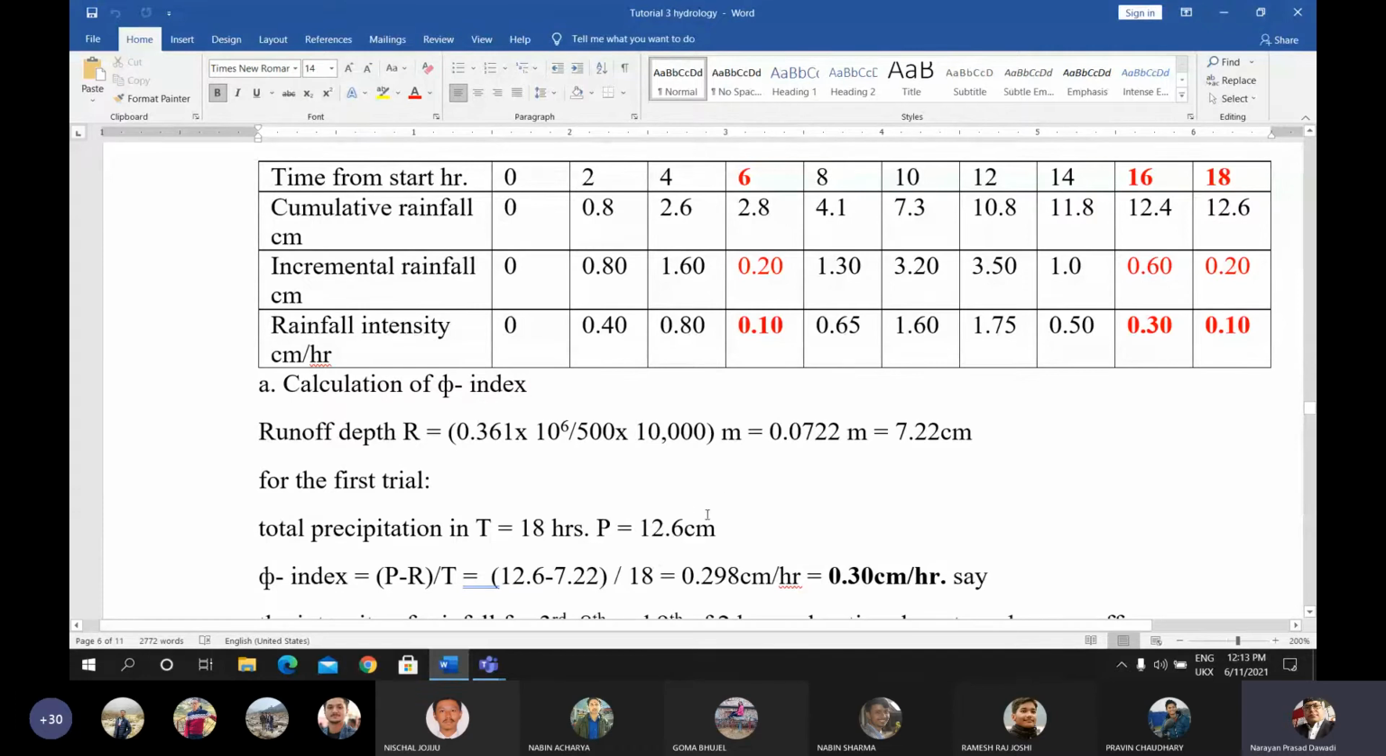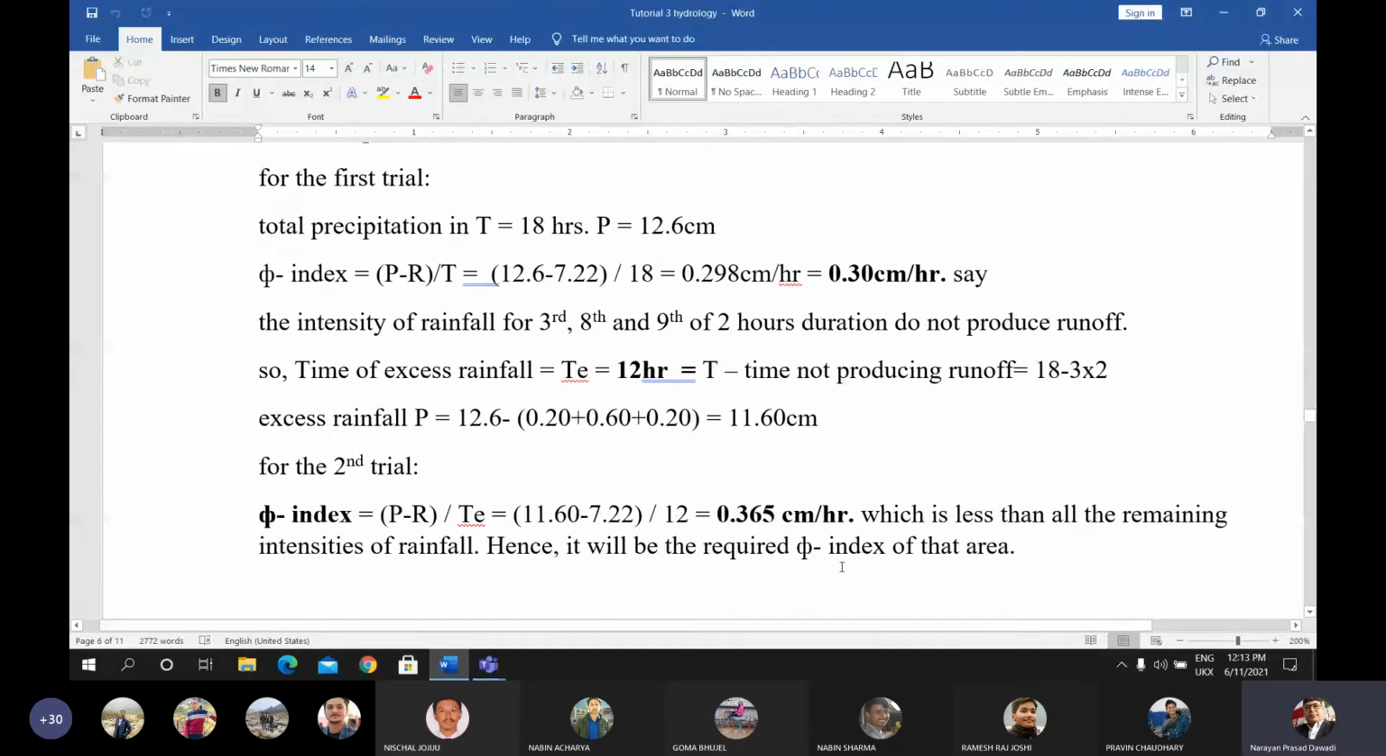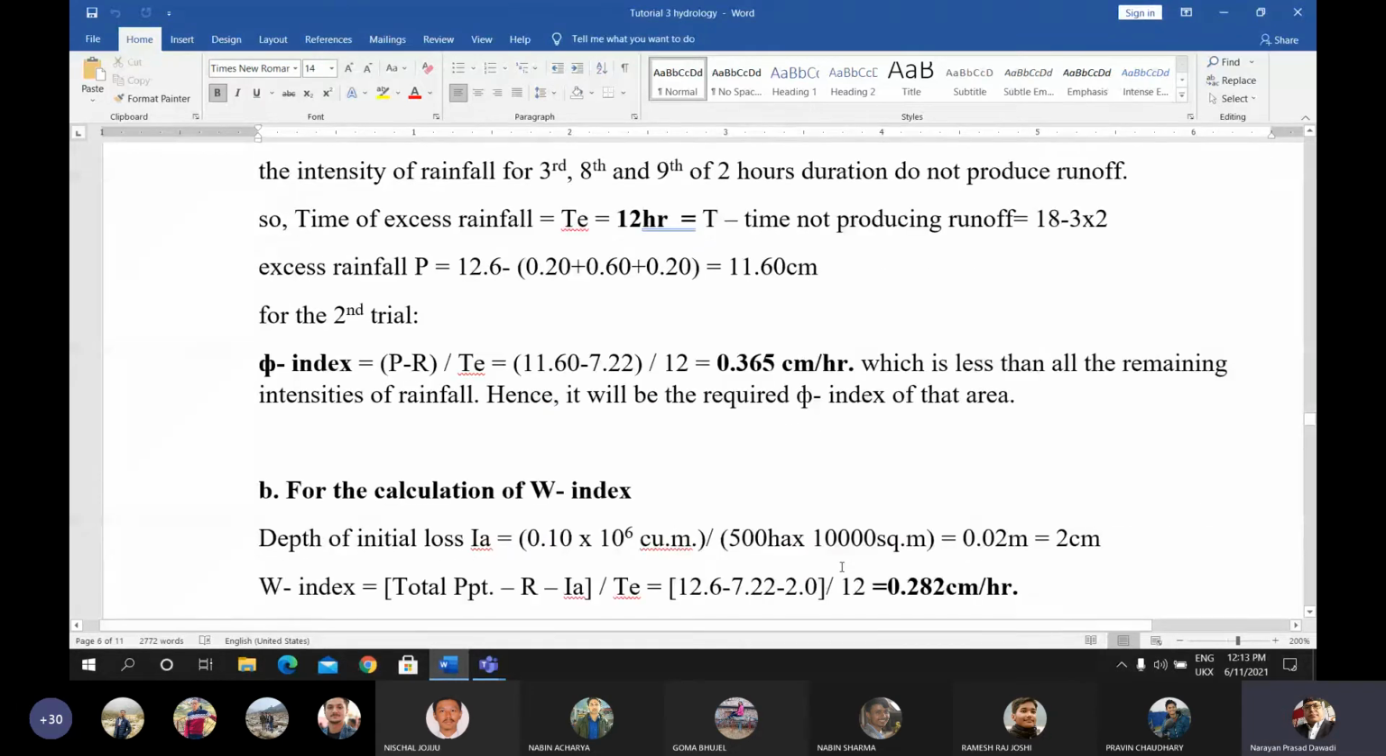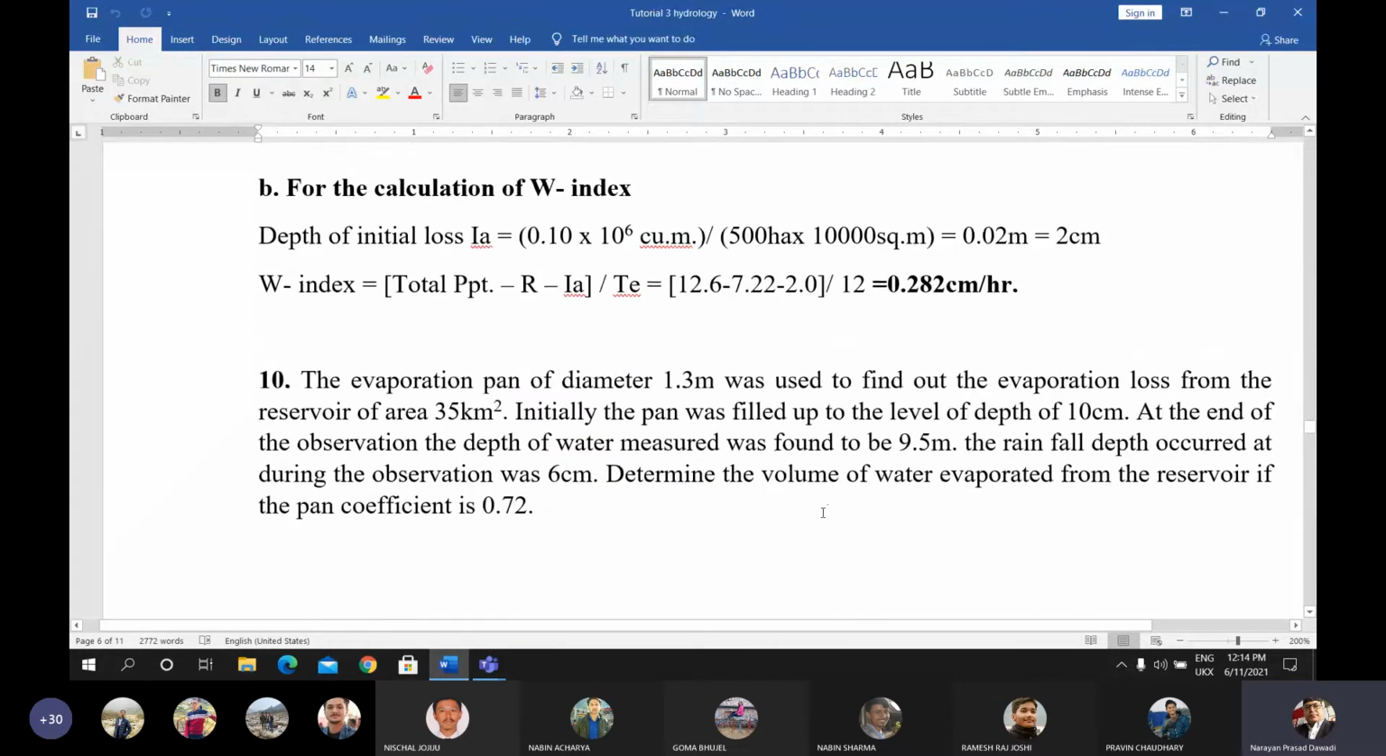that hour's time is not considered, and that hour's precipitation is also not considered. The remaining time and remaining precipitation are taken for finding the next trial's phi index. After finding the phi index, the W index is calculated. For calculation of the W index, total P is taken as the total depth of precipitation, and TE is considered as the time of excess rainfall used for calculating the phi index. You can do it in this way. The initial loss is considered for the calculation of the W index, but initial loss is not considered for the calculation of the phi index.